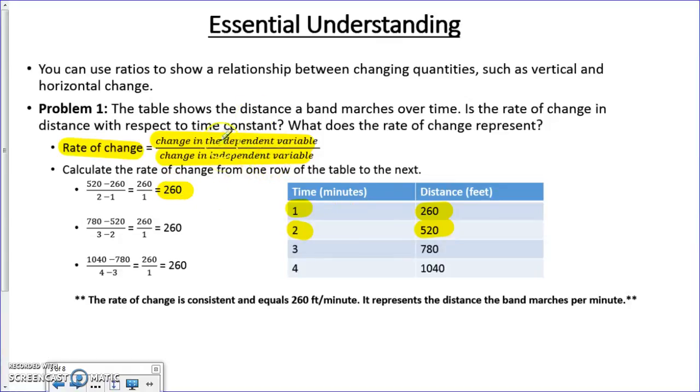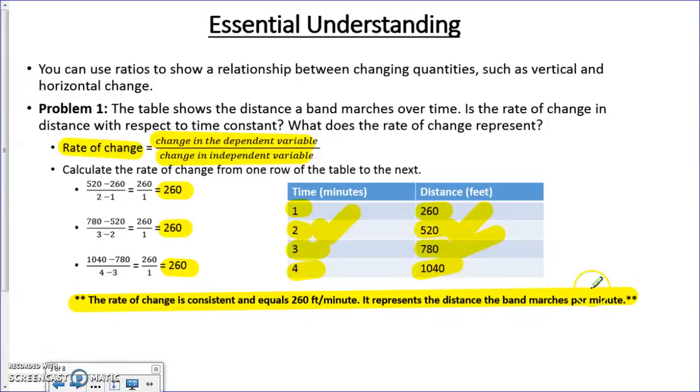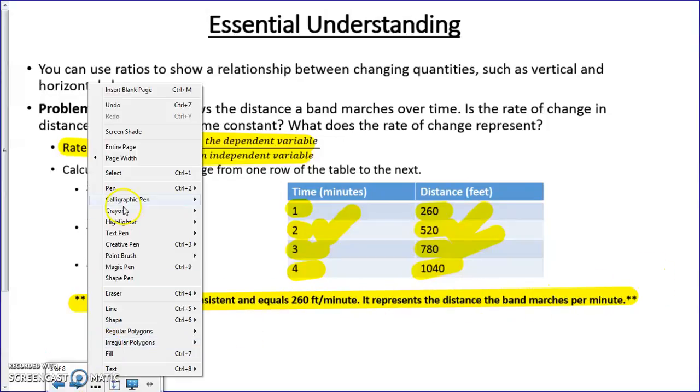We're going to see if the rate of change is constant. So we take the next two. 780 minus 520 over 3 minus 2, which is also 260. And then let's make sure it's very constant. Take 1040 and subtract 780, and take 4 and subtract 3 from it, and we get 260. Therefore, the rate of change is consistent and equals 260 feet per minute, and it represents the distance the band marches per minute.